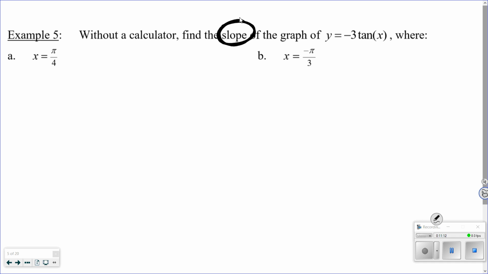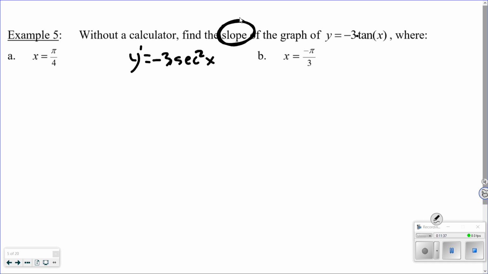So let's find the derivative first. That one's pretty easy. This one's nice. That's -3 times the tangent of x. -3 is a scalar multiple. So I just take -3 times, and the derivative of the tangent of x is the secant squared of x. Sorry, I'm finding the derivative. Okay, there's my derivative. Now I just need to plug in pi fourths and -pi thirds to find my answer.